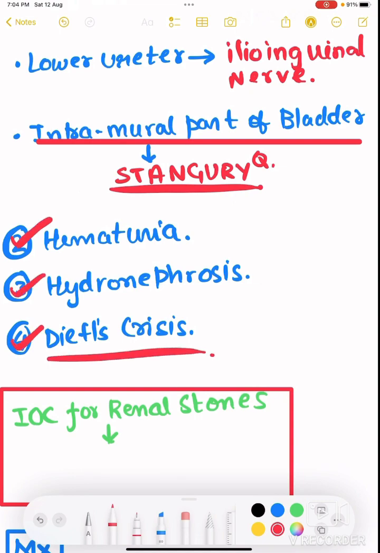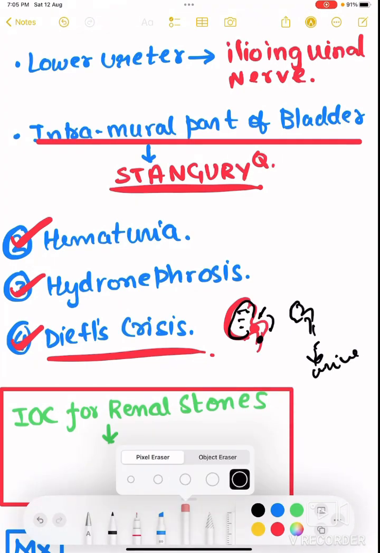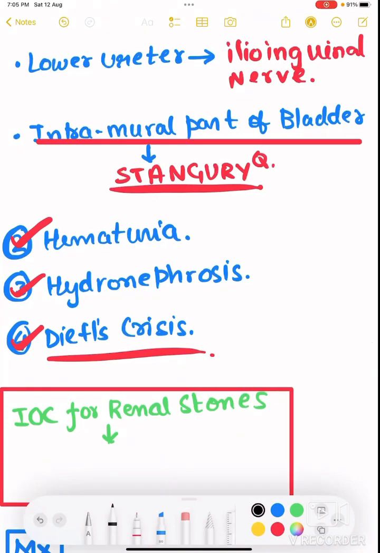What is Dietl's crisis? See, this is the kidney and this is the stone. For example, this stone which is impacted over here comes down over here. Now suddenly what will happen? This enlarged kidney will now shrink in size and a lot of urine will come out. You will pass a lot of urine, right? This is called Dietl's crisis. Got it? So it is very easy, nothing hard.